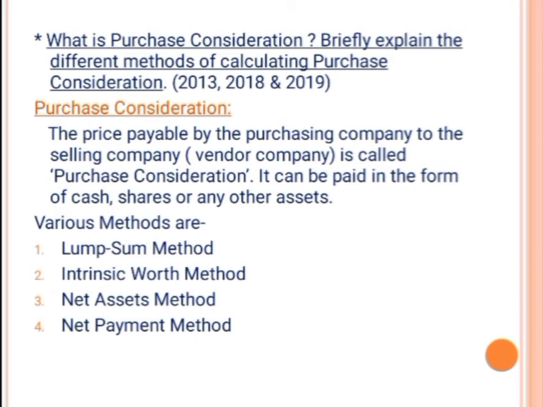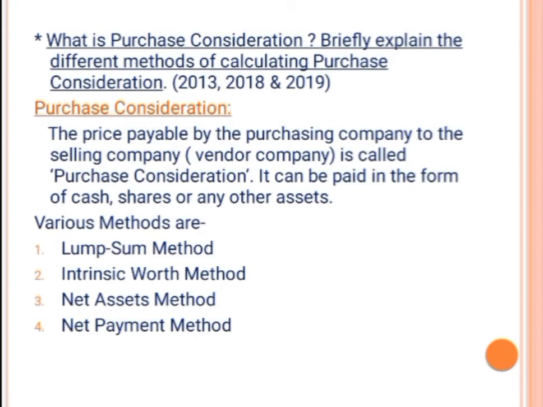Let us take up the third method, that is net assets method. Here the net assets itself is considered to be the purchase consideration. Now how to calculate net assets? Net assets is equal to total agreed values of all the assets taken over minus total agreed values of all the liabilities taken over. So the difference between these two terms is called net assets. Okay, so net assets itself is considered to be the purchase consideration in the third method.